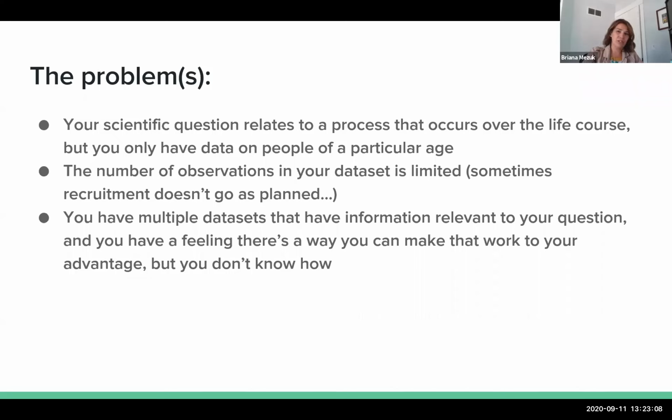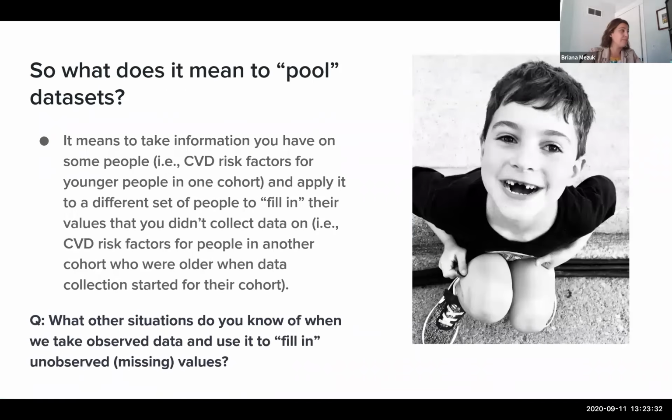And the third situation that maybe this would be relevant for is where you have multiple data sets that have information relevant to your question, and you have a feeling that there might be some way you could make that work to your advantage, but you don't know how, right? So you're like, well, I've got measures of stress here, I've got measures of stress here. Is there some way I could combine these data sets? And the answer is yes.